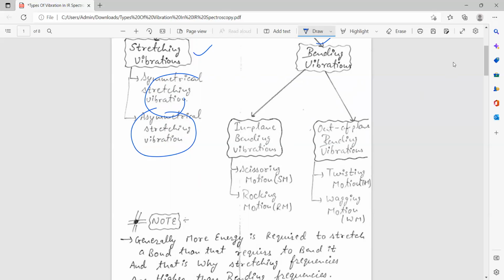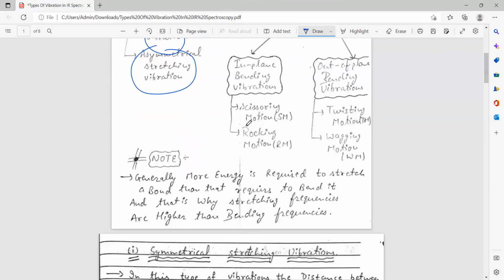So first of all, here I am writing a note. Generally, more energy is required to stretch a bond than is required to bend it, and that is why stretching frequencies are higher than bending frequencies.